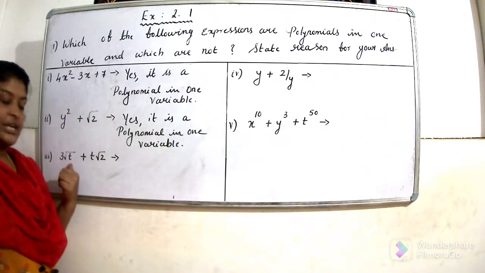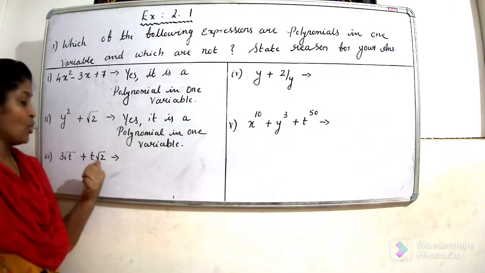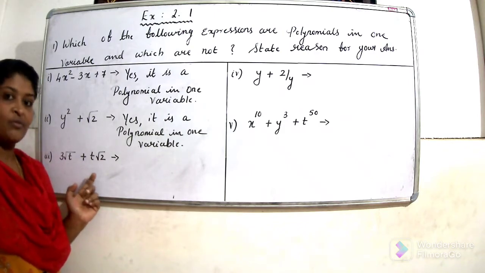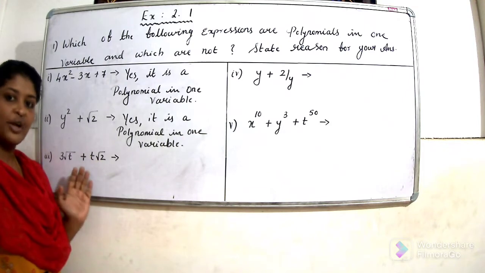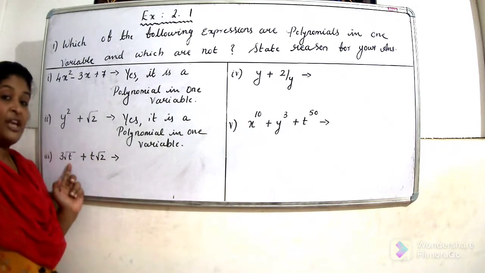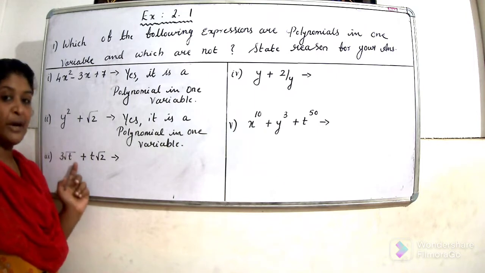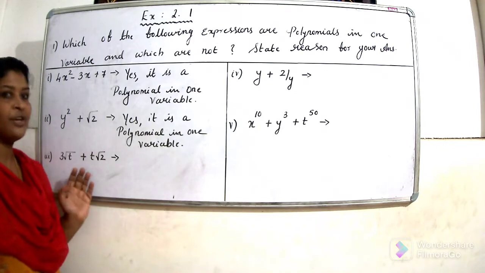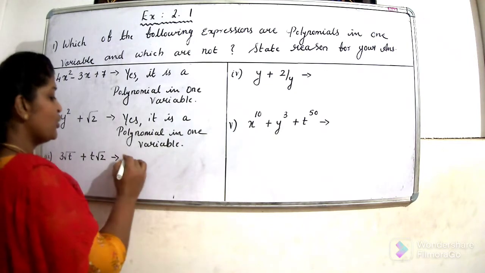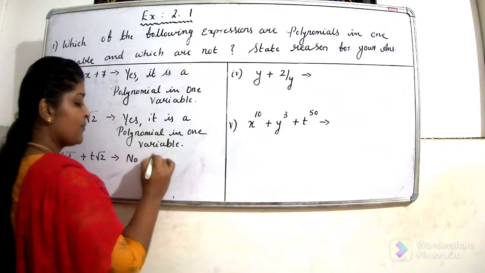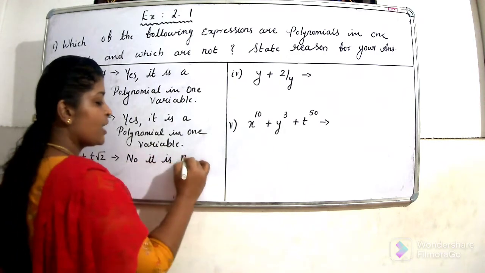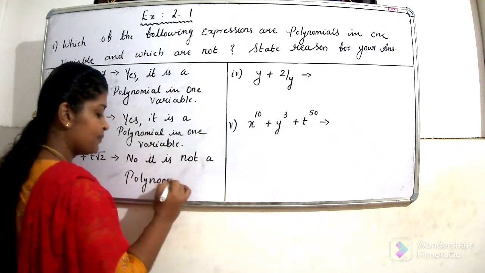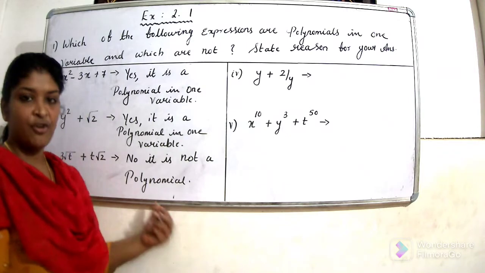Cube root of t plus t root 2. Here it is not at all a polynomial. Why? Here there is one variable only, but this is not a polynomial. Because the variable t's power, since it is a cube root, when we convert it, is 1 by 3. 1 by 3 is not a whole number. So we can say no, it is not a polynomial. Okay, this is the answer for the third question.